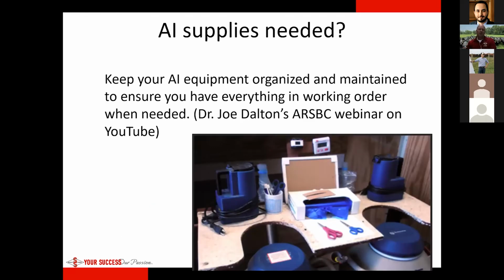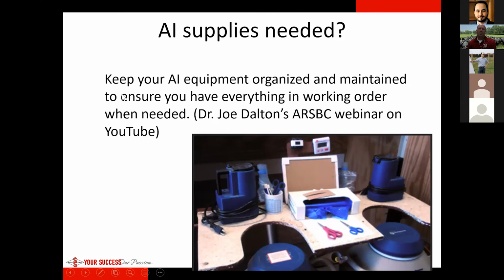Touch a little bit on the AI supplies that are needed for artificial insemination. And I also want to point out here, Dr. Joe Dalton did a webinar this spring as well for the Beef Reproduction Task Force, and that is on the YouTube channel. He does a very, very good job going through little things with the AI process that can affect your success rate. I highly encourage you to take the time to listen to that as well.